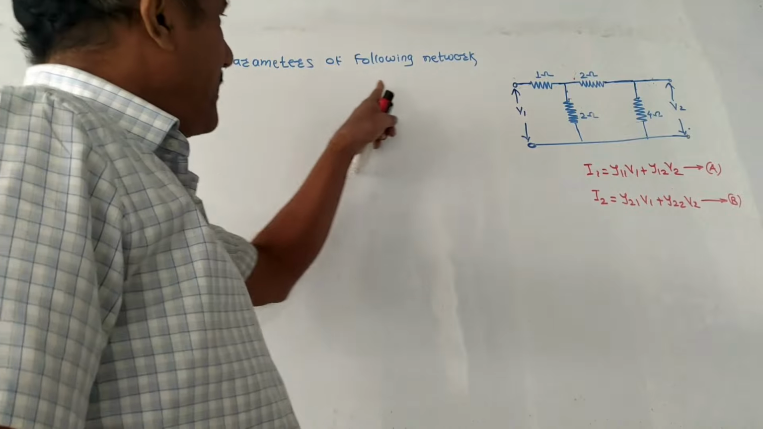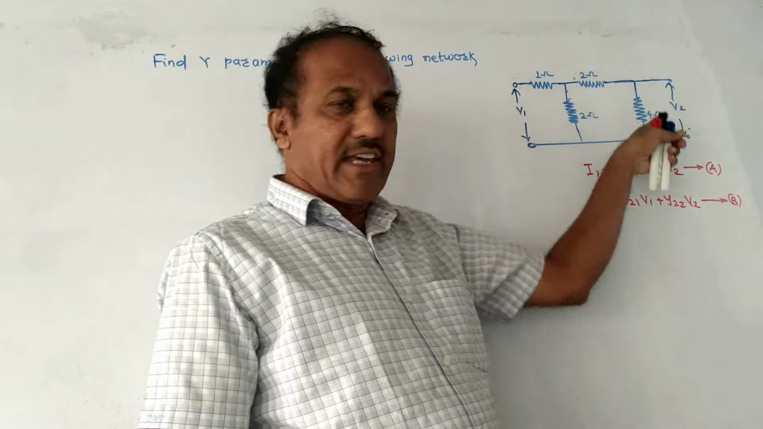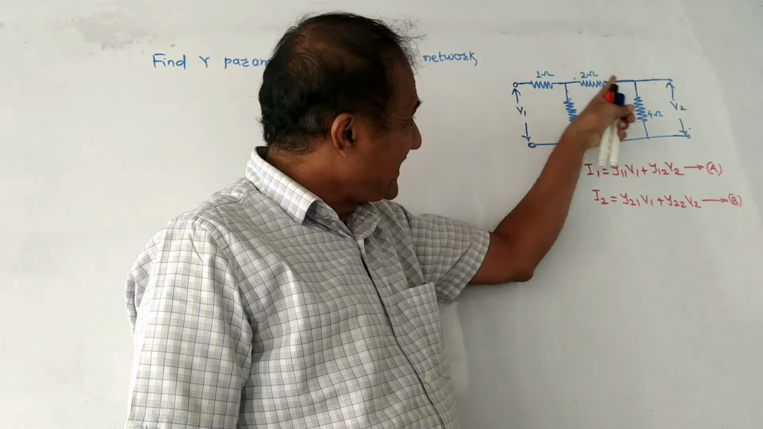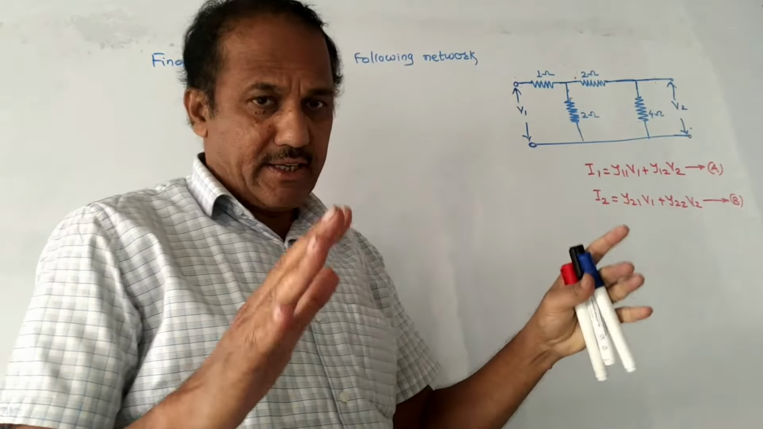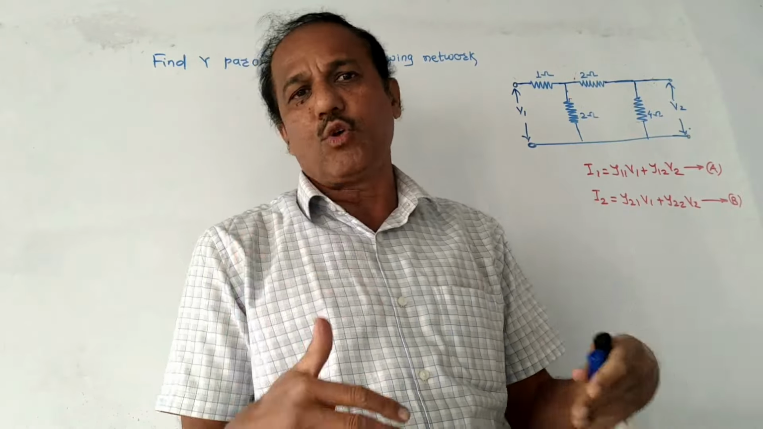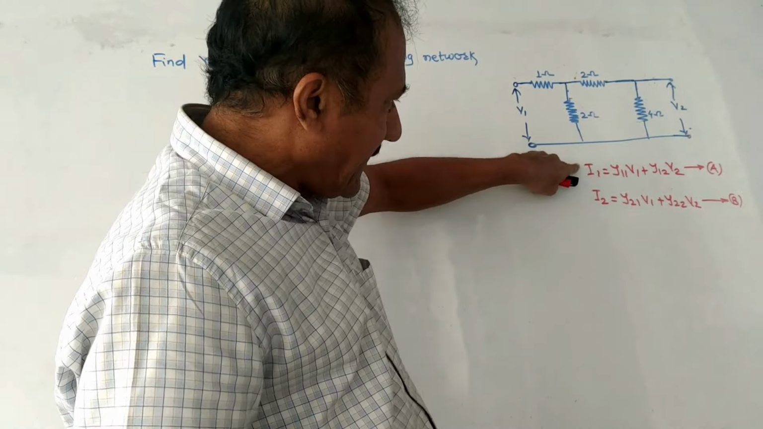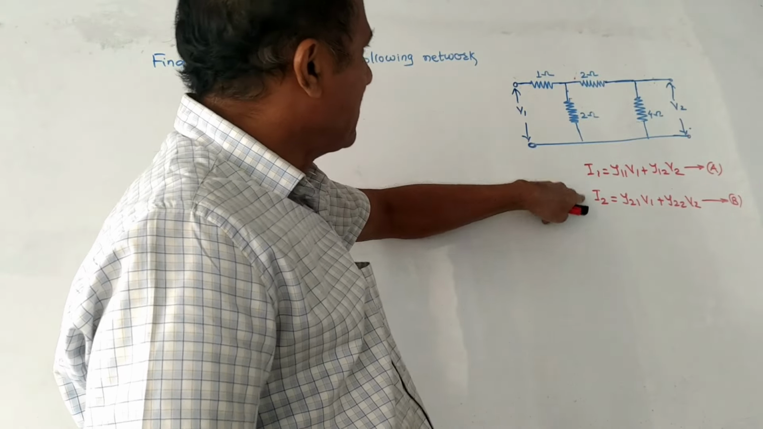Next numerical: find Y parameters of the following network. This is the given network. Note that this is not a T or pi network, but we have to calculate Y parameters. That means we will be using KCL. These are the reference equations of Y parameters.